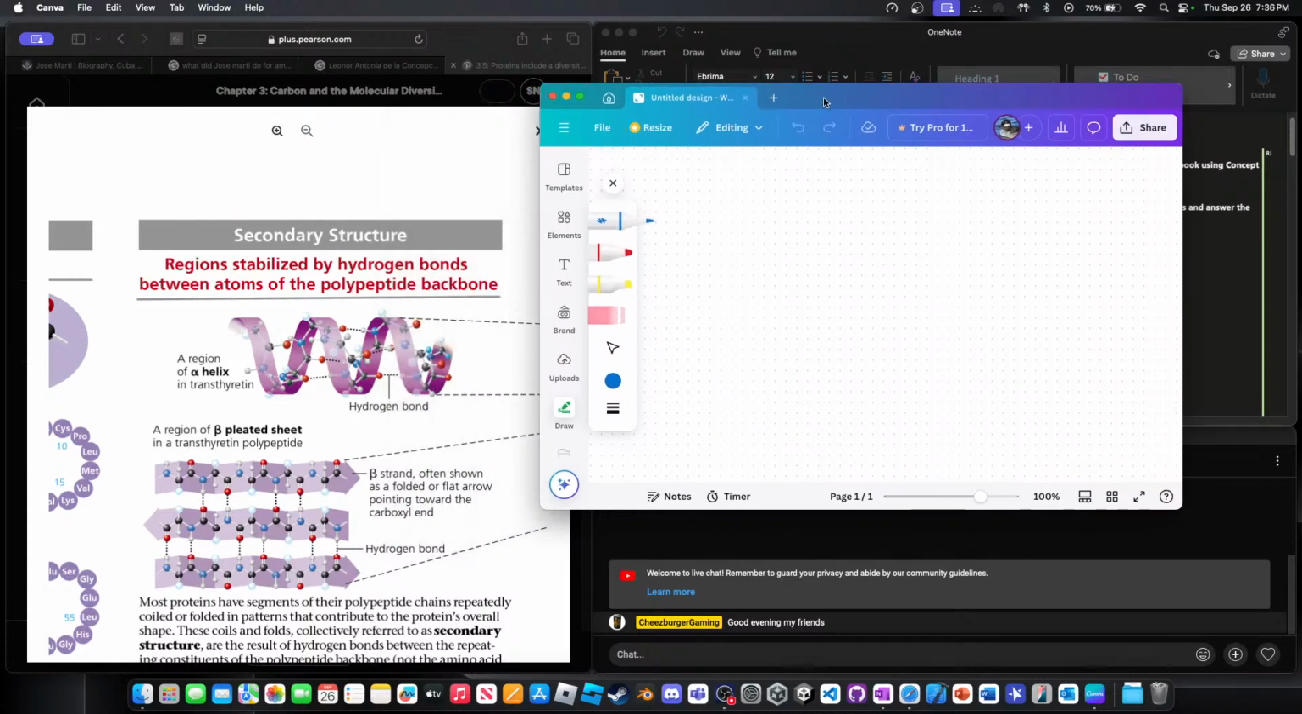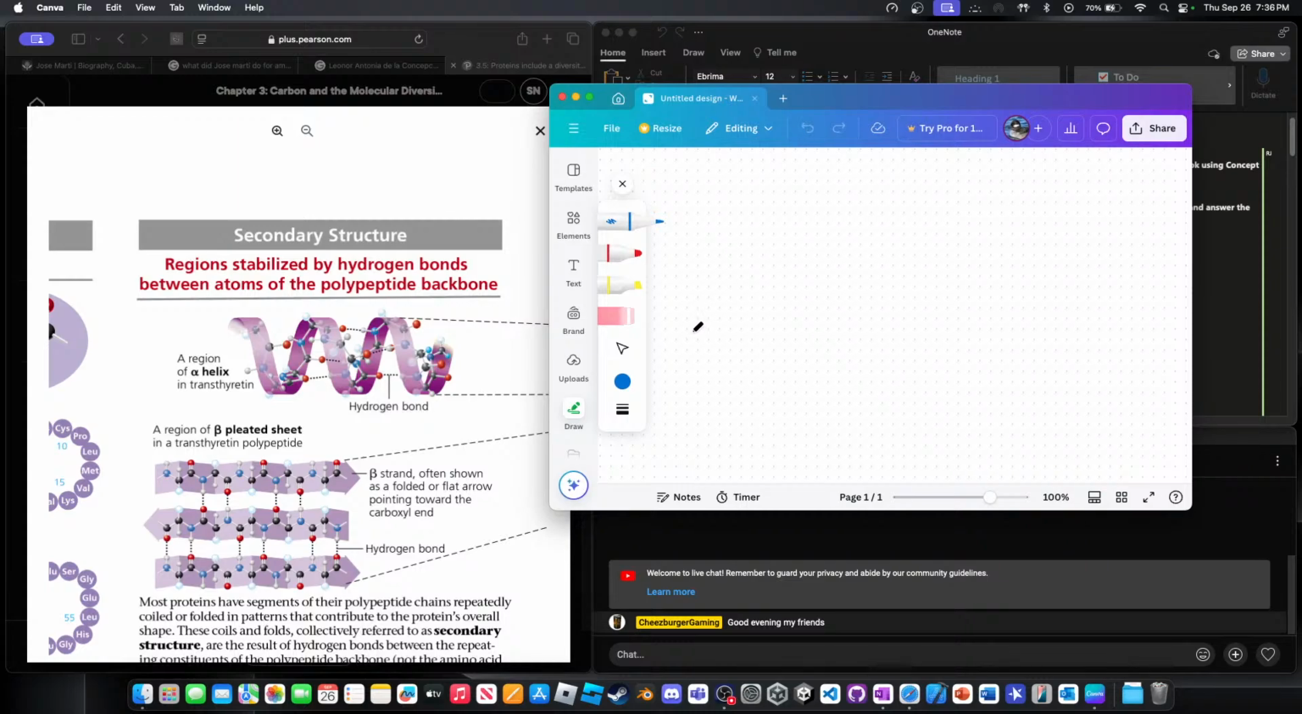Okay, so let's say we have our primary structure here. Here's our amino acids.